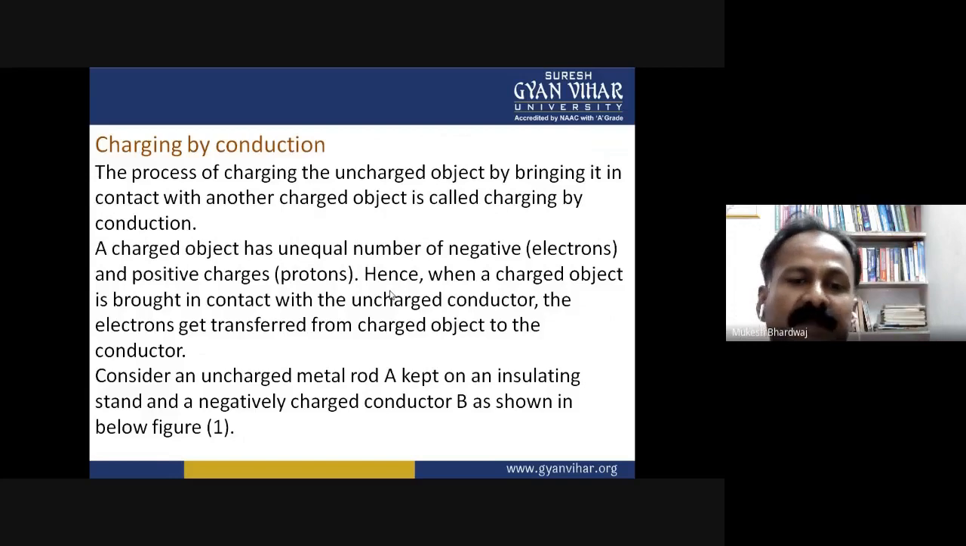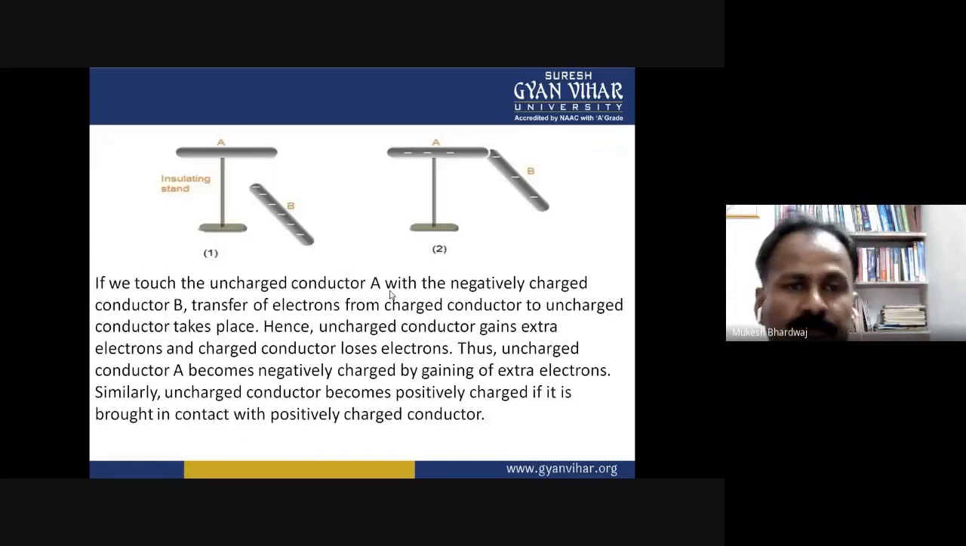Consider an uncharged metal rod A placed on an insulating stand and a negatively charged conductor B as shown in the figure below. This is the figure in which one rod is on an insulating stand, which is totally uncharged, and rod B is charged with negative charge. When you make rod B contact rod A, the charge will get equally distributed or transferred to rod A. So this is called the charging method by conduction.